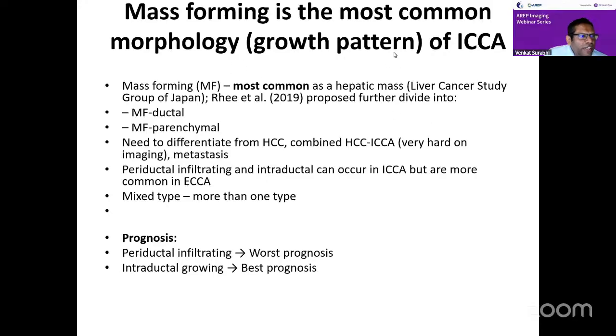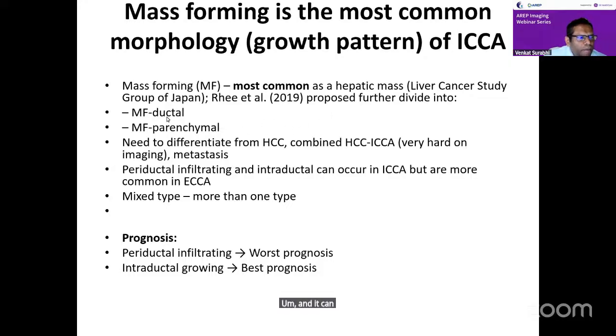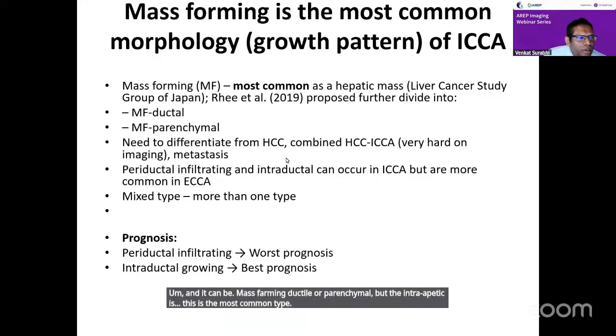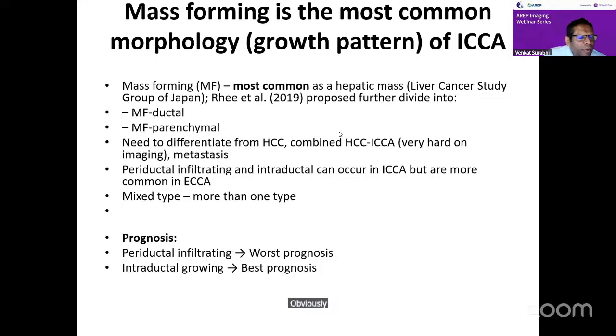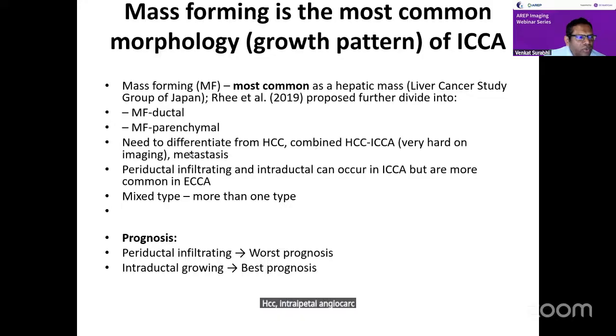Now, moving on to the growth patterns. Mass forming is the most common growth pattern of intrahepatic cholangiocarcinoma. It can be mass forming ductal or parenchymal, but for intrahepatic, this is the most common type. Obviously, whenever there is mass forming intrahepatic cholangiocarcinoma, it needs to be differentiated from HCC, combined HCC intrahepatic cholangiocarcinoma, as well as metastatic lesions.